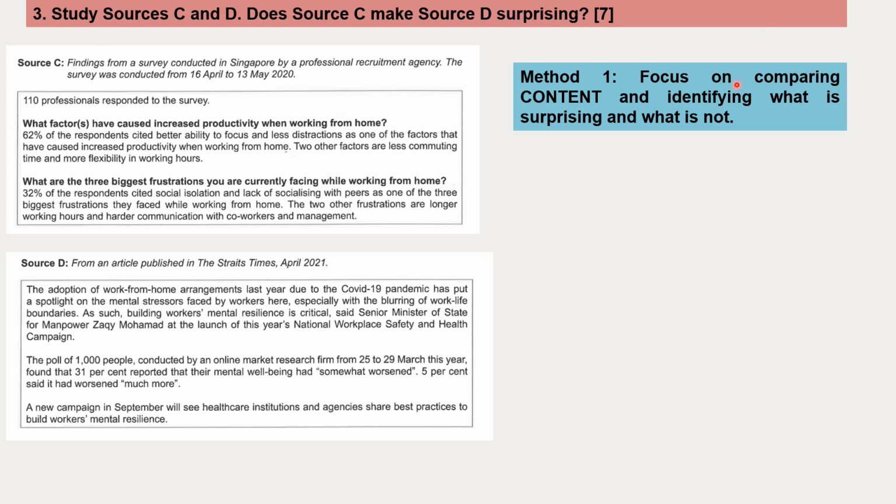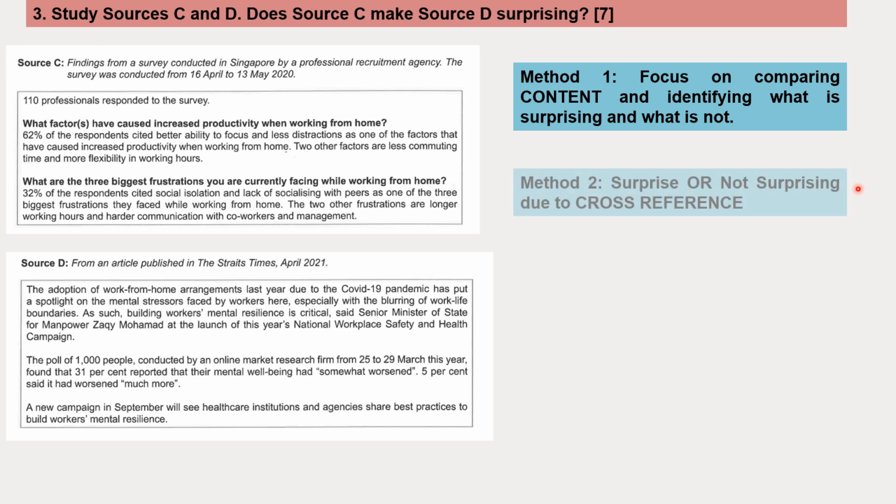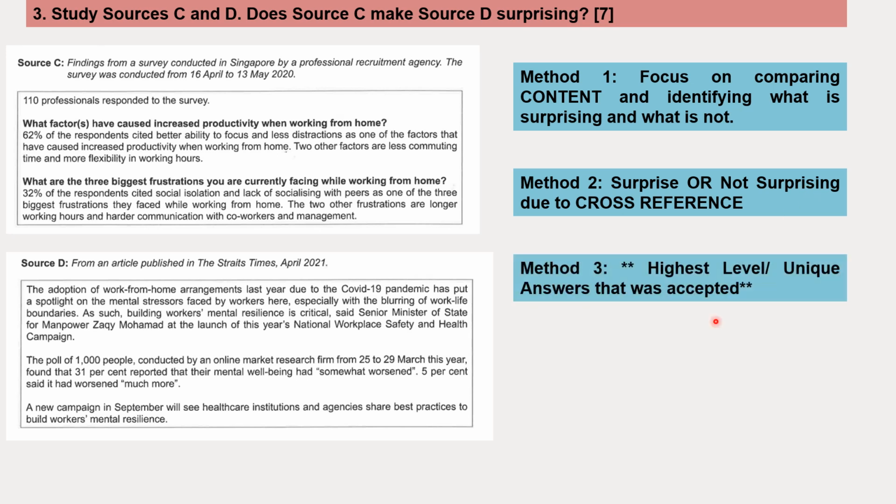One of the methods is when I say that source C makes source D surprising, I am looking at comparing content, identifying what is surprising and what is not. Method 2 is, of course, you are telling me that source C makes source D either surprising or not surprising due to cross-reference. And of course, this was quite unique for these particular sources and this particular year. And it can be a highest level where a unique answer was accepted.